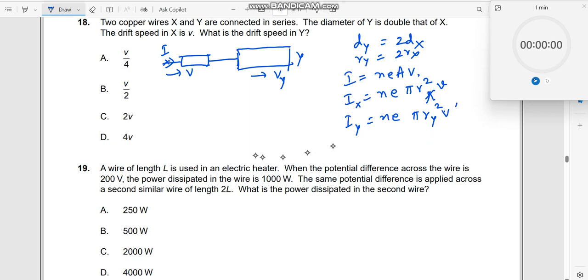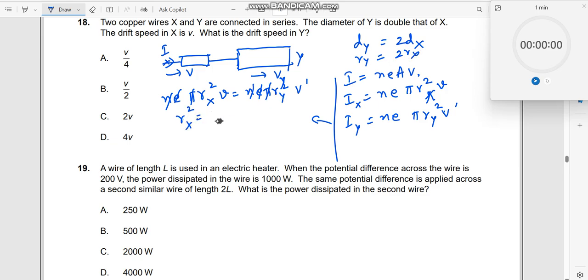But Ix is equal to Iy. So what I will do is, I don't have space, I'll write it over here. N e pi Rx square into V should be equal to N e pi Ry square into V dash. Now what all can I cancel? N e pi goes away. Now we know Ry equal to 2 times Rx. So Rx square is equal to Ry square, which is 2 times Rx, meaning 4 times Rx square, multiplied by V dash, right? Rx square goes away. So V dash should be equal to V by 4, right?